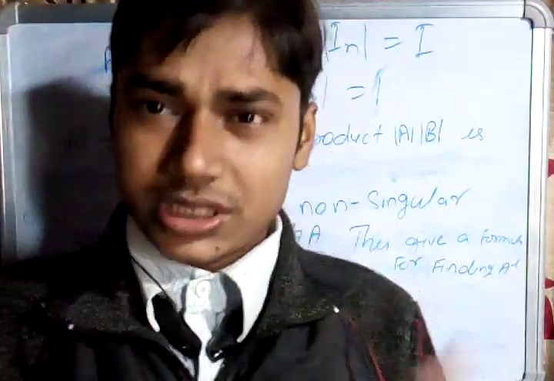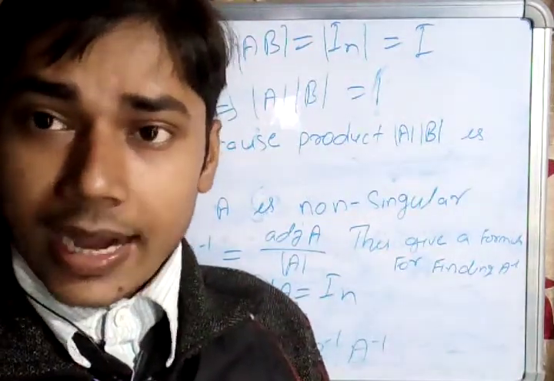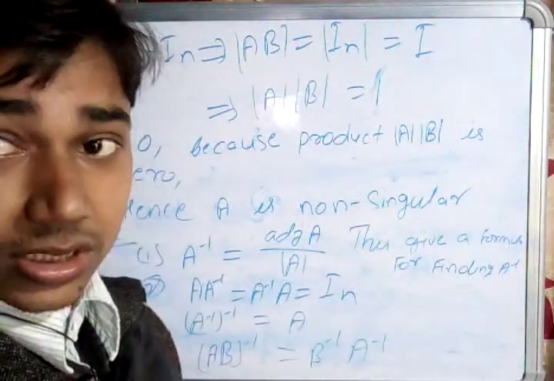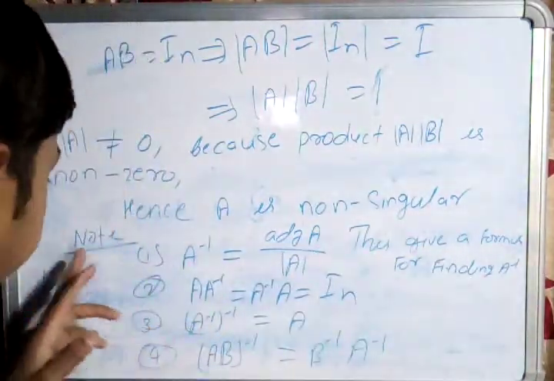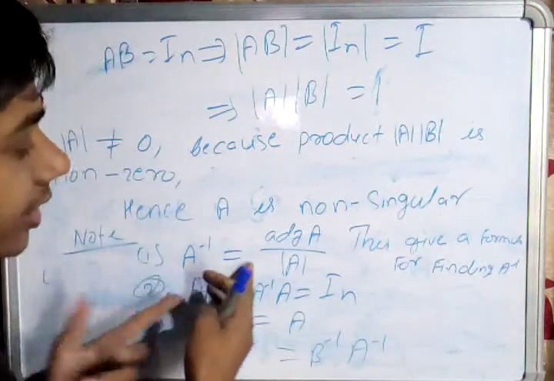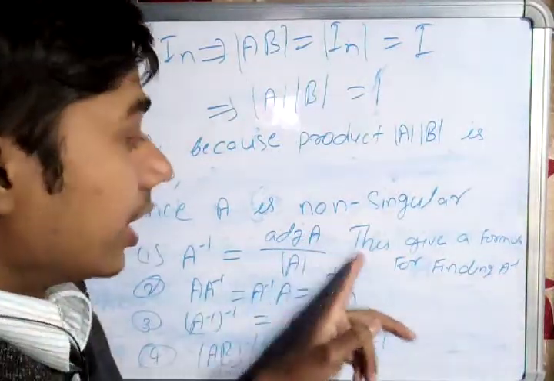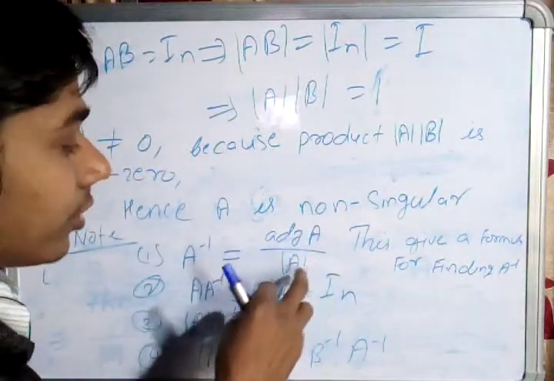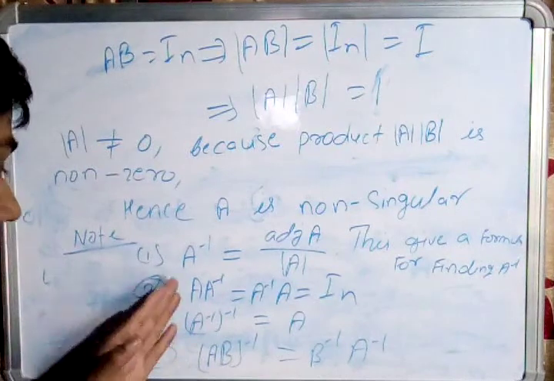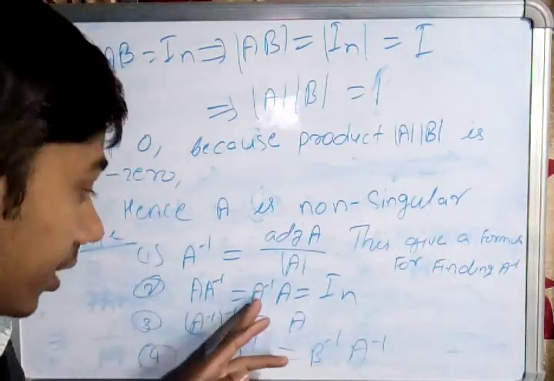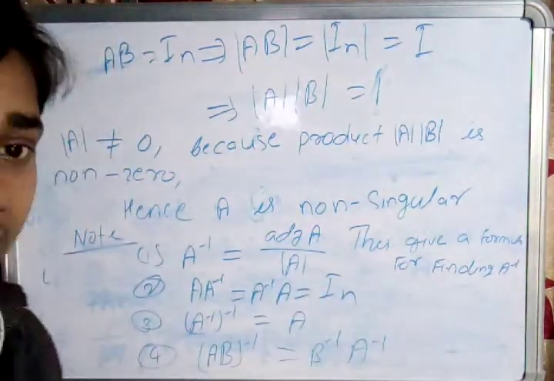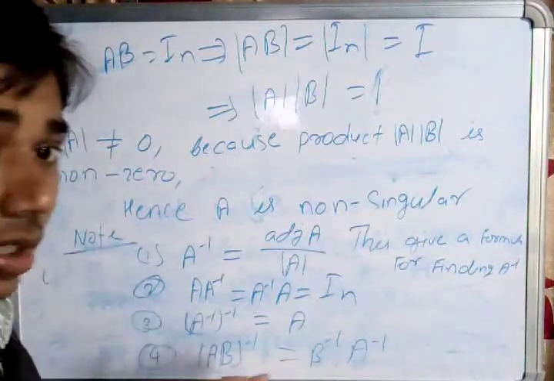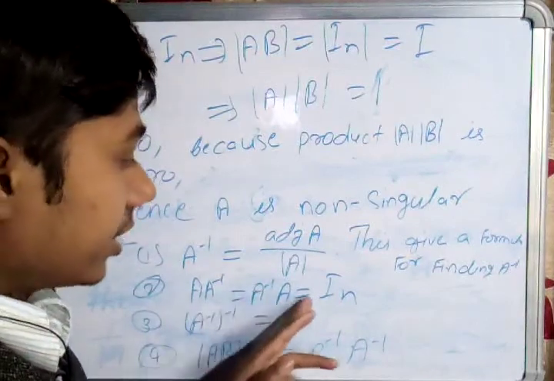Here are important notes, so write them in your notebook. First, inverse of A is equal to adjoint of A over determinant of A. This gives a formula for finding the inverse. Second, A times inverse of A is equal to inverse of A times A, which is equal to the identity. Tomorrow we will take an example and show that A times inverse of A is equal to inverse of A times A is equal to the identity.